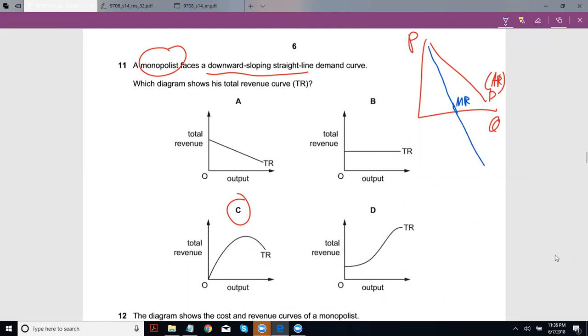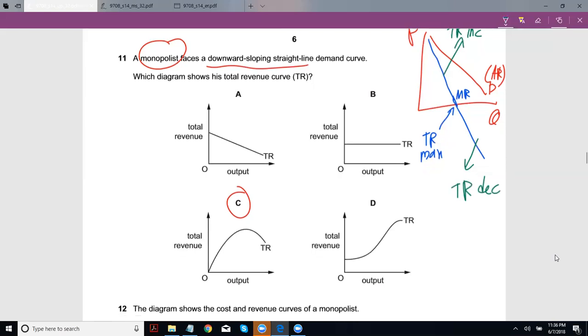So what you can see from this is where your MR is 0, this is where total revenue is maximized. Think about it. Where MR is positive, total revenue is increasing. Where MR is negative, total revenue is decreasing. So from that, total revenue should increase at some rate, be maximized, then decrease. The only curve that fits that is C.